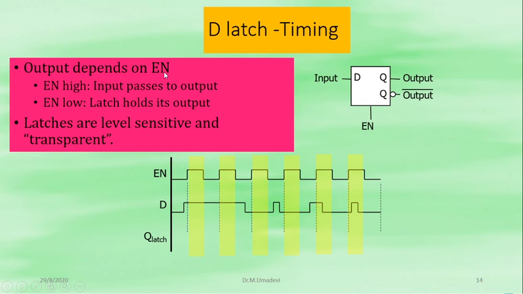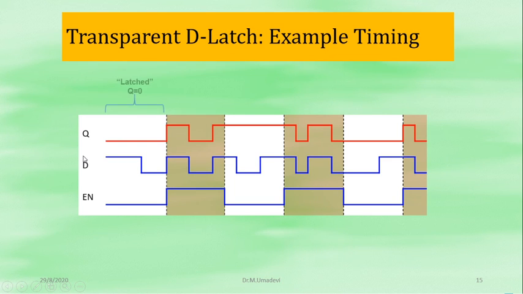And this gives the D latch timing. The output depends on EN. When EN is high, the input passes to the output. See here, we can understand well. Look at here. So the Q of the latch changes like this. This is the timing diagram for the D latch. D again is the input, Q and Q bar are the outputs, and EN is the enable. When EN is low, the latch holds its output. It continues with the previous state. Latches are level sensitive and they are transparent.